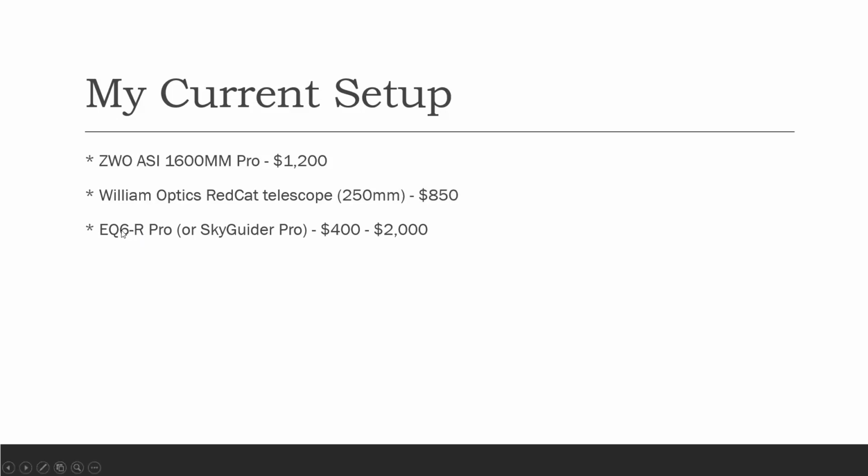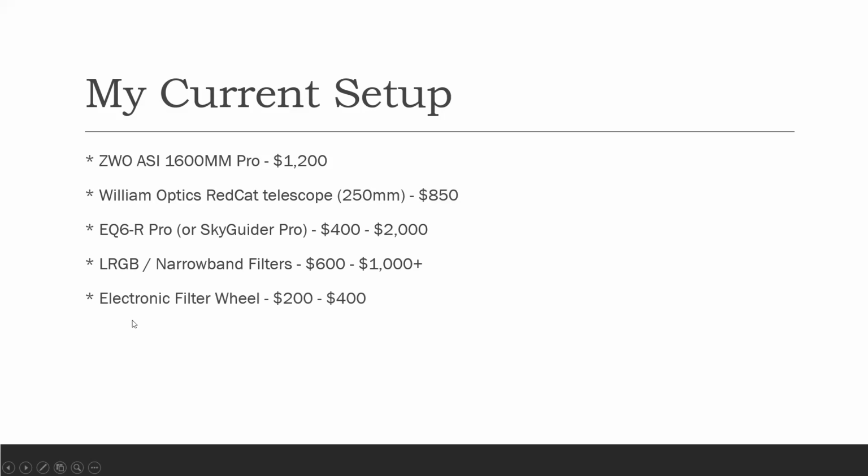For the mount, I'm either using my EQ6R Pro or the Skyguider Pro, depending on what I'm doing. I've got the LRGB and the narrowband filters. And then I've got the electronic filter wheel, auto guider and guide scope, and then the ASIAIR Plus. So that's what I'm using if you want to take a screenshot there, if you want to get into that.